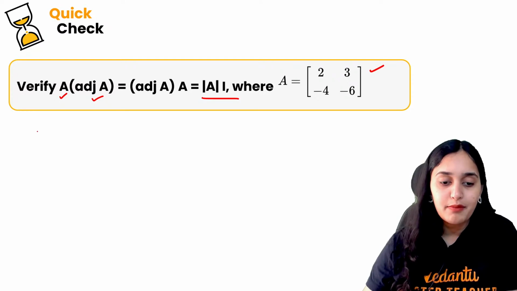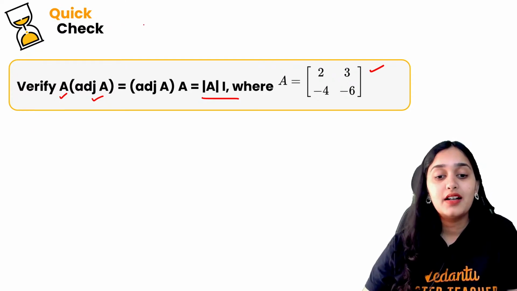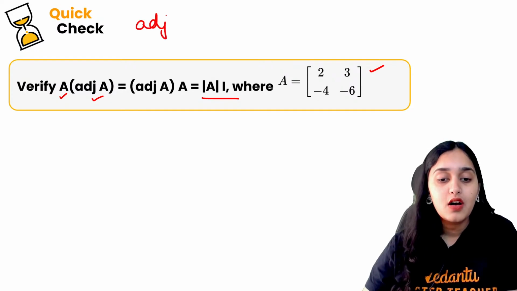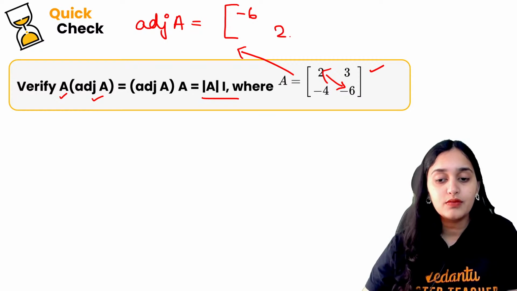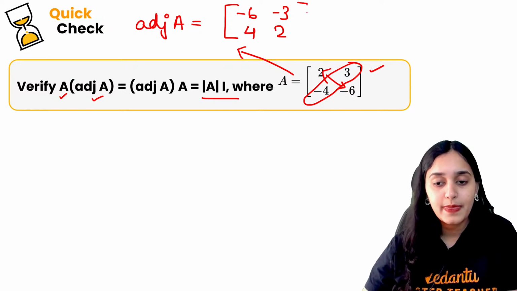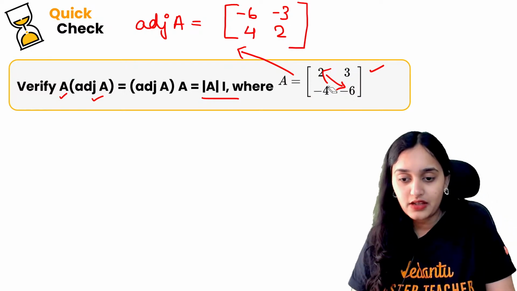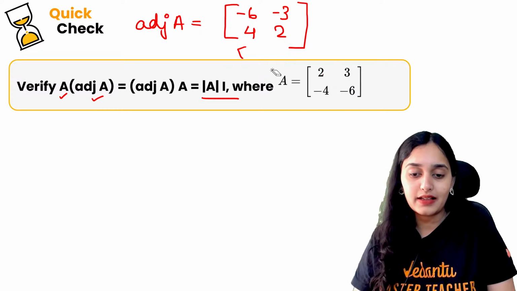First of all, step number 1. What is the adjoint of the A matrix? The adjoint of the A matrix will be: interchange the diagonal entries, giving minus 6 and 2, and change the sign of the others, giving minus 3 and plus 4. This is the adjoint of the given matrix.